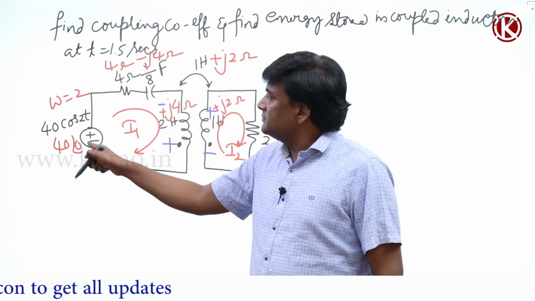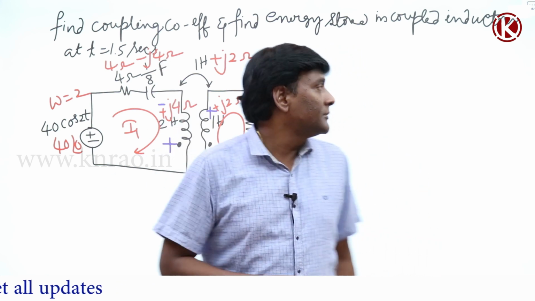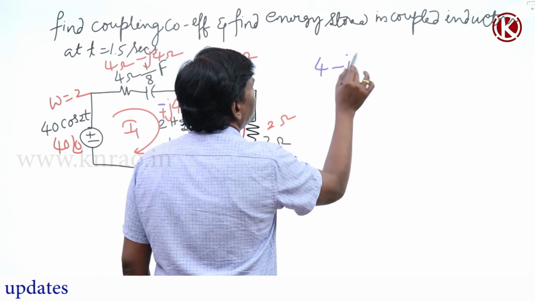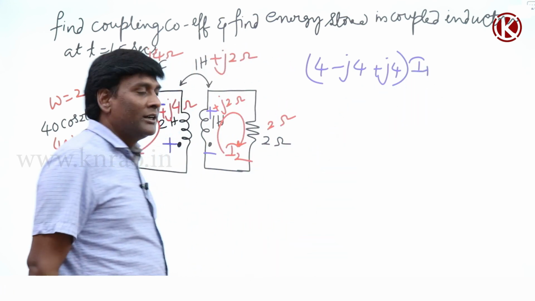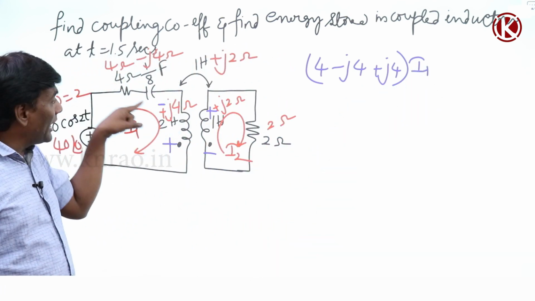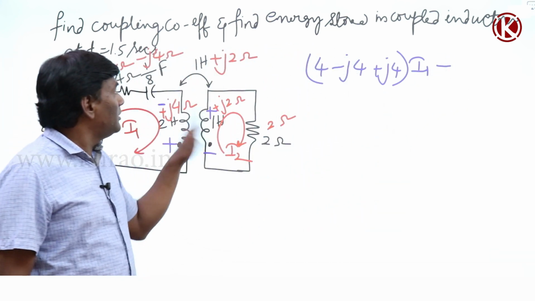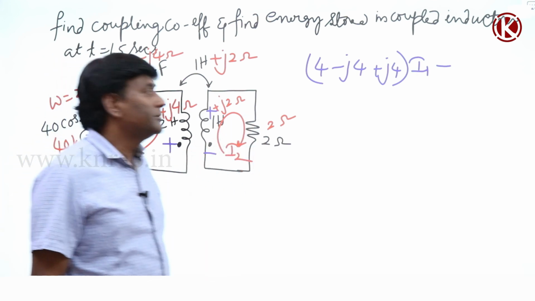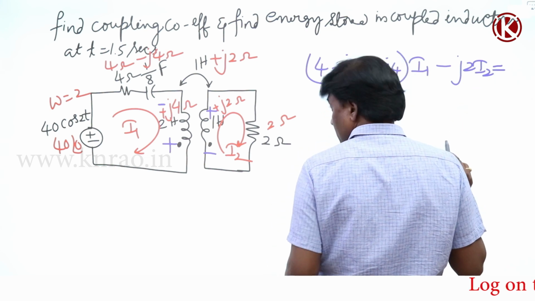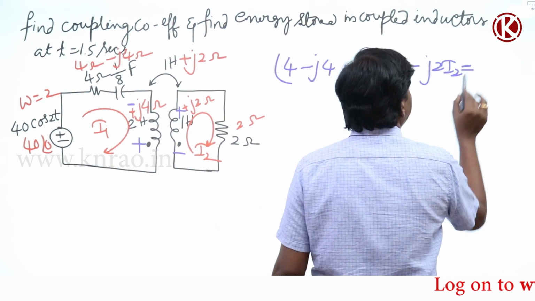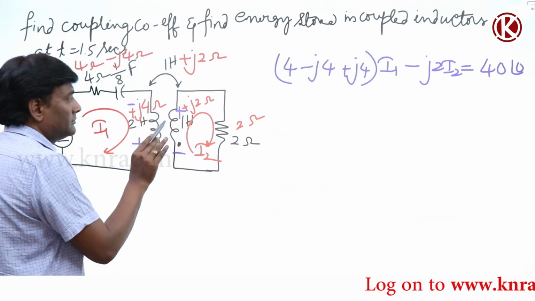In writing the equation, 4 minus j4 plus j4 into I1 is the self term. After that the mutual: in applying KVL, I touch minus first. So minus, the mutual is going to be j2 into I2, equal to 40 at an angle 0. Now let us write the second.